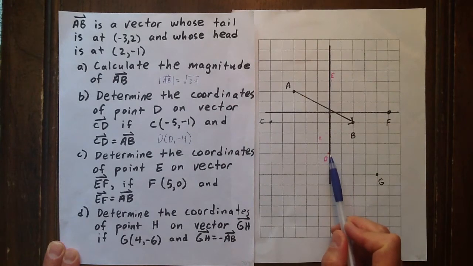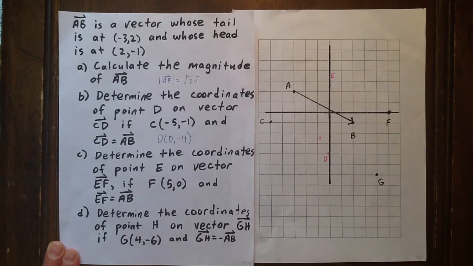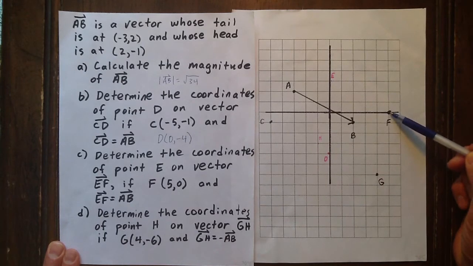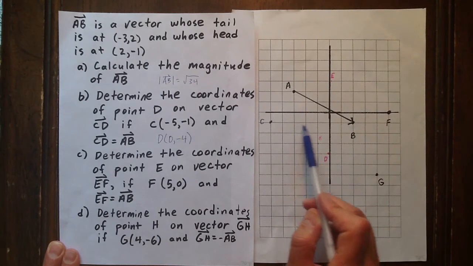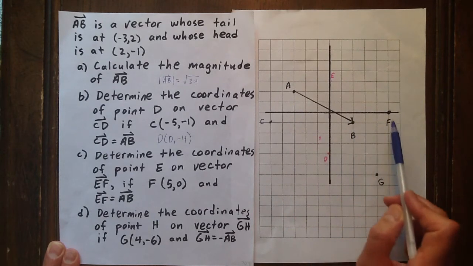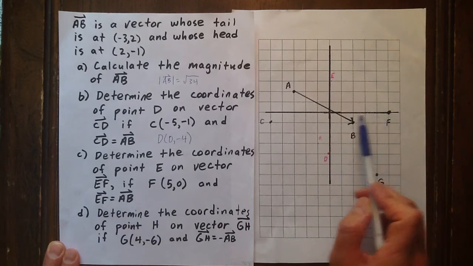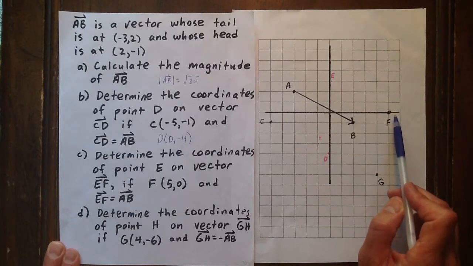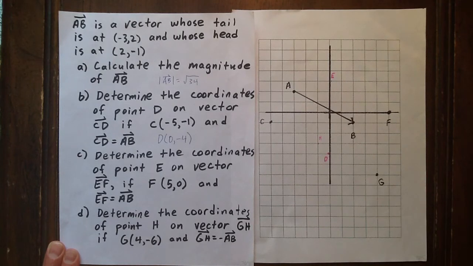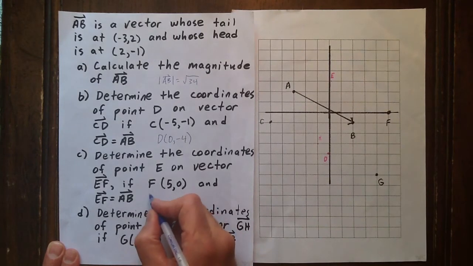Right there. Next, we want to determine the coordinates of point E on the vector if F is 5, 0 and EF is AB. Well, this is interesting. It gives us the ending point instead of the starting point. Well, if a journey from A to B represents down 3 and right 5, going backwards would be left 5 and up 3. Well, going left 5 and up 3 from the point 5, 0 gives us the point 0, 3.